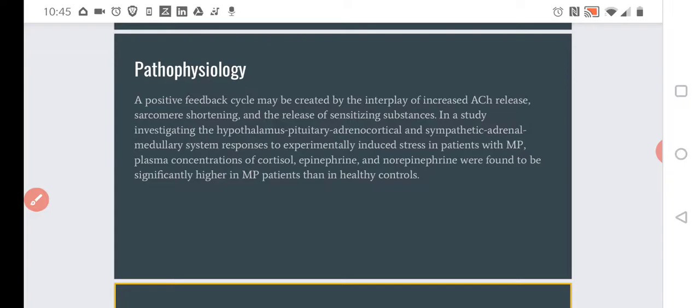There may also be some positive feedback cycle. Generally we know that the organism likes the negative feedback cycle. In the case of the positive feedback cycle, this is a loop that strengthens itself over time. It's not balancing like a negative feedback loop. So positive feedback loops are quite frequently the roots of some diseases. And this may be created by the interplay between increased acetylcholine release, sarcomere shortening, and release of sensitizing substances.